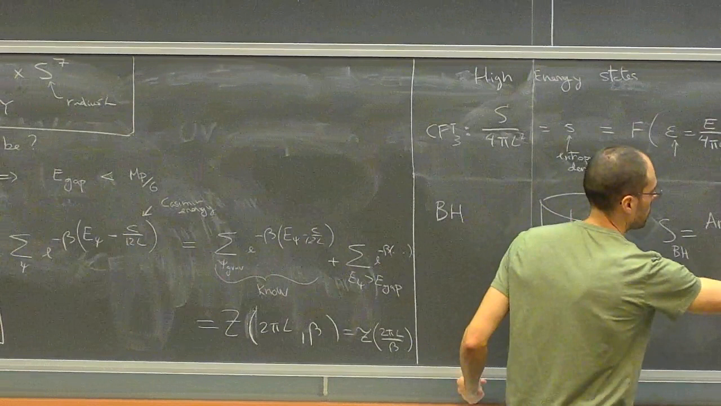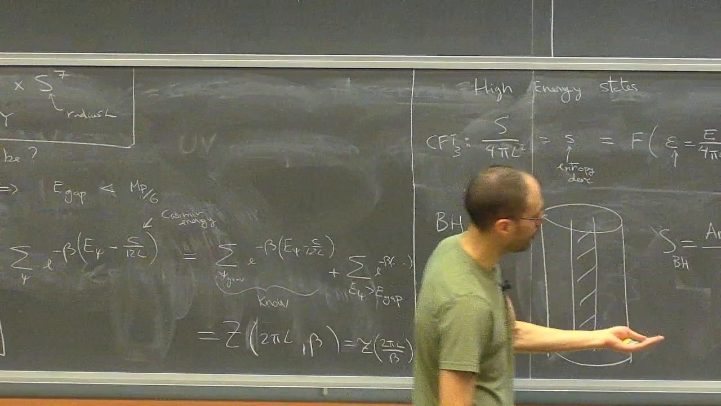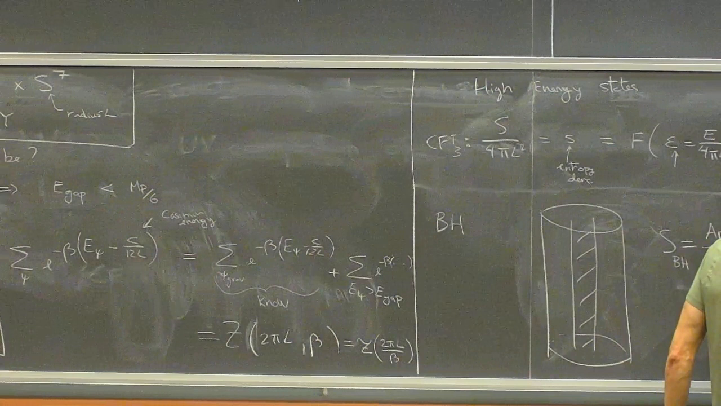divided by 4 G Newton, right? This famous formula for the entropy of a black hole. And you get, on the nose, the same scaling. You get the same scaling, E to the 2/3. So for a given mass or energy of the black hole, you get that entropy.